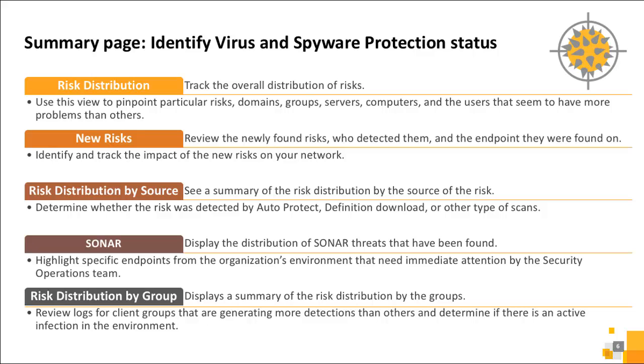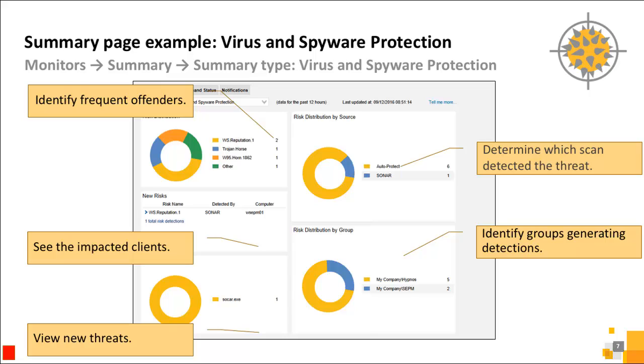Sonar detections are heuristic, so if a file is generating a Sonar detection, it can mean that a new threat is in the environment. With the risk distribution by group view, you can determine if some client groups are generating more detections than other groups. It can also tell you if there is an active infection in the environment. Based on the information that you find in this view, you may need to review the logs for more details. This slide shows a Virus and Spyware Protection Summary page example.